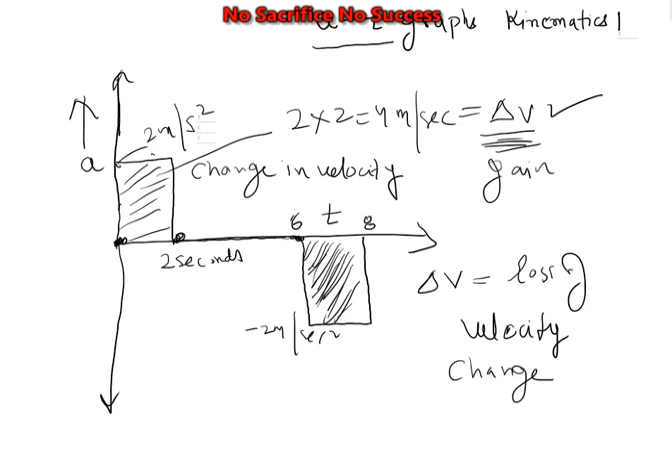So if you want to find out how you read an AT graph, fundamentally your whole focus is on how you calculate the change in velocity. So remember, the AT graph helps you identify change in velocity.